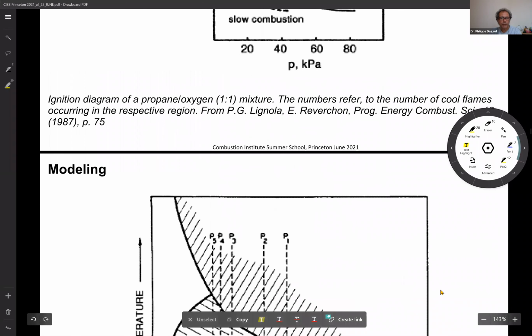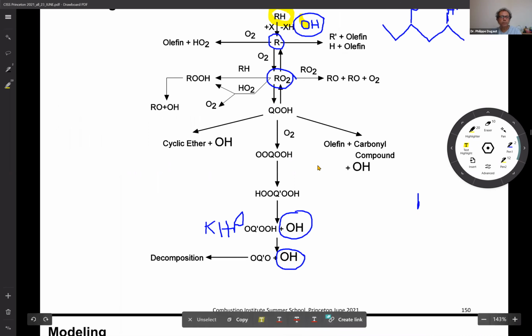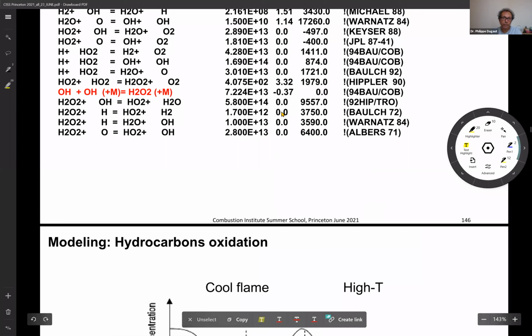Once you are approaching 600 Kelvin or so, some of the intermediates here are not stable. And as soon as they are formed, they go back to the reactants. And therefore, there is less and less possibility to form a large amount of OH radicals. And as a result, the reaction slows down, and you almost do not consume any fuel.